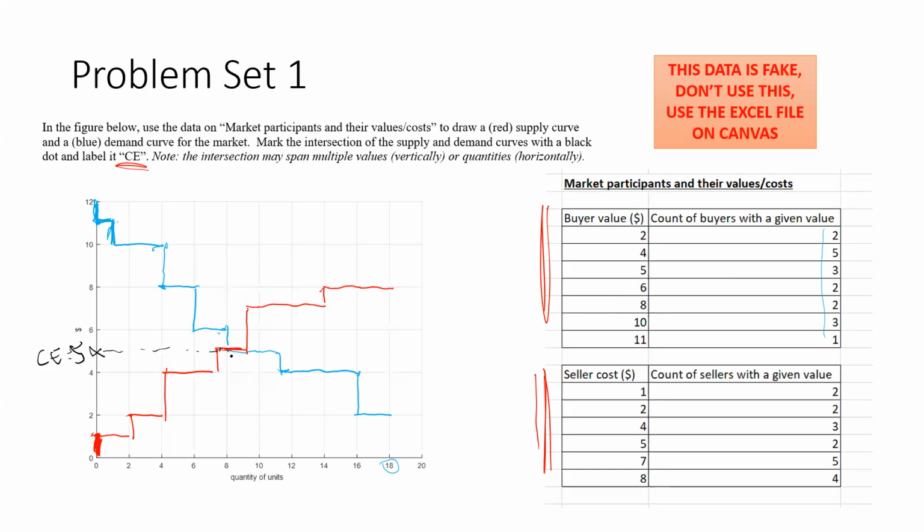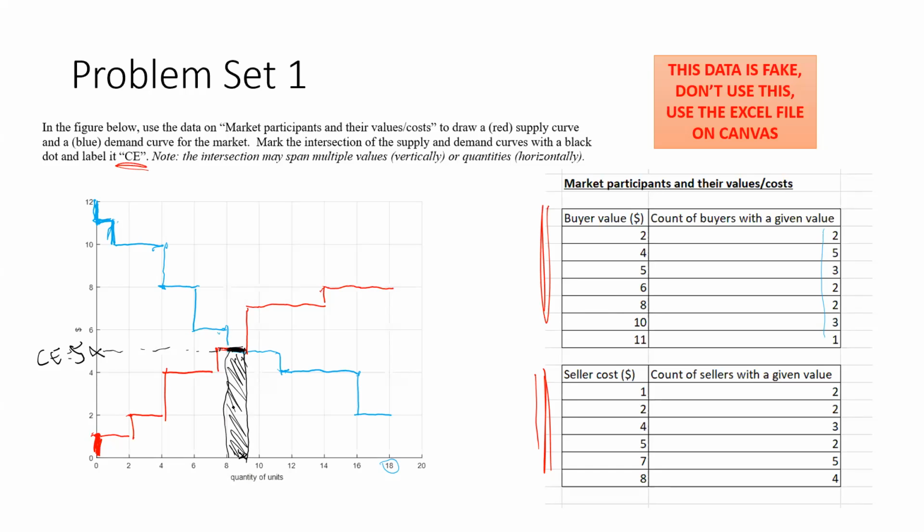So it's a little, I didn't draw it perfectly, but right, our supply and demand curves intersect at where the price is 5. And then the quantity is a little bit confusing because there's this whole region of quantity where the supply and demand curves overlap. So it's anything between 8 and 9.